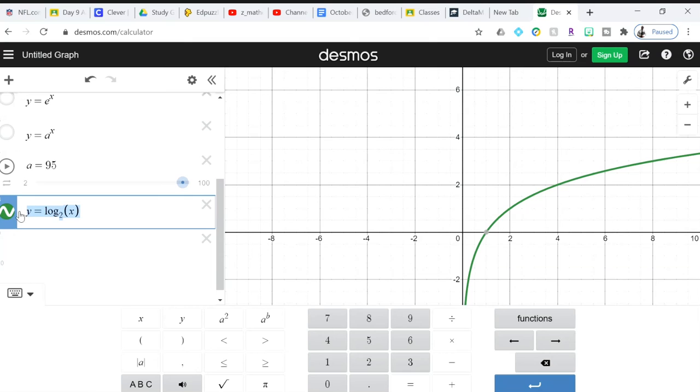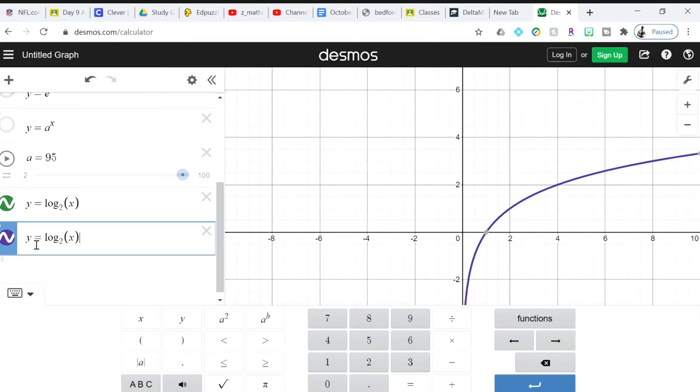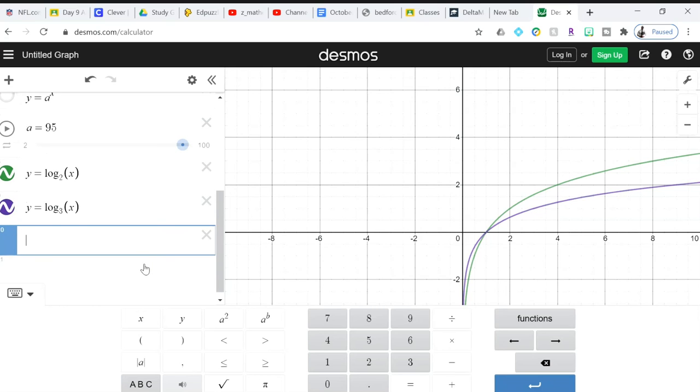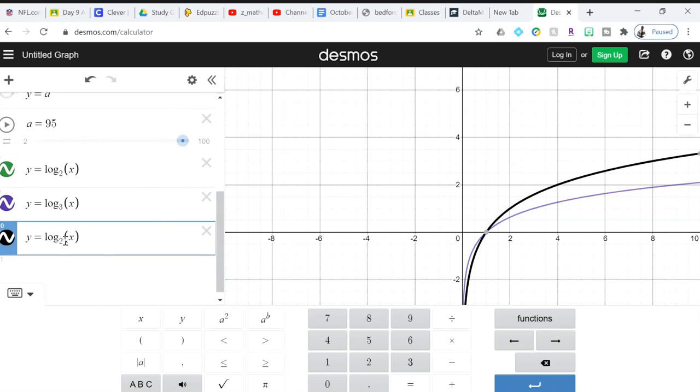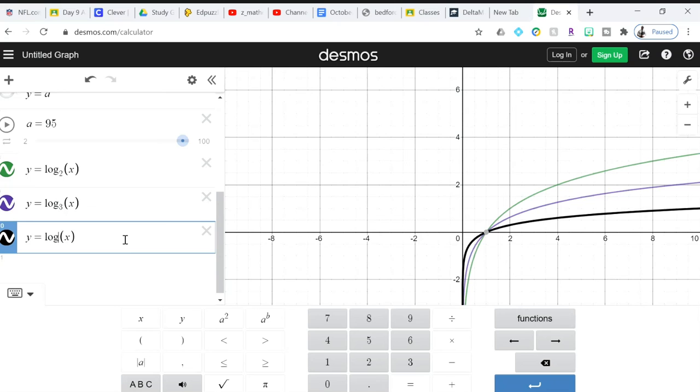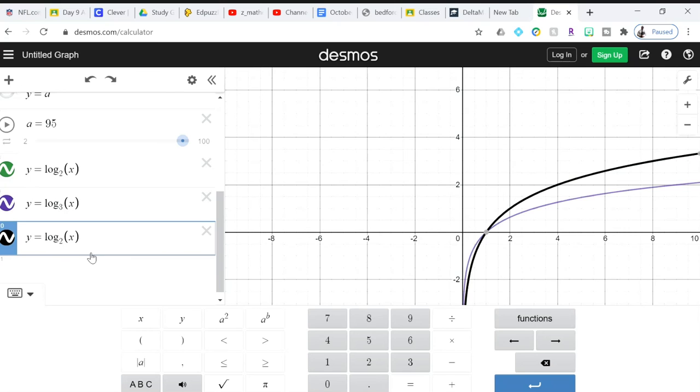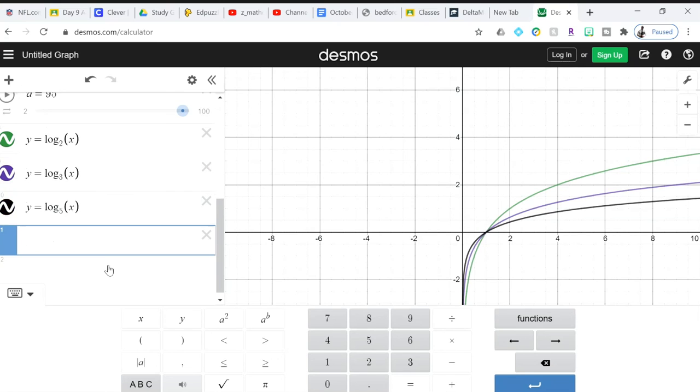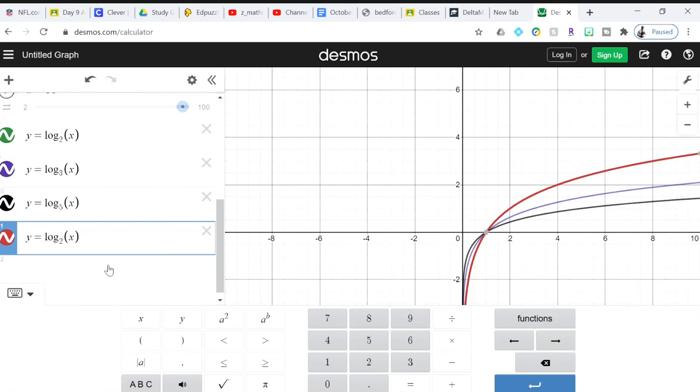Now, instead of going through all that again, I'm just going to highlight that, Control C for copy, and down below I'm going to paste and change my base here to 3. And there's log base 3. Let's do that again. So I've still got it copied, so Control V, and change that to a 5. Whoops, not right there. Let's see if we can go back and make sure we get it subscripted here. Change that to a 5. There's log base 5 drawn in black. And then let's do it with a 10.